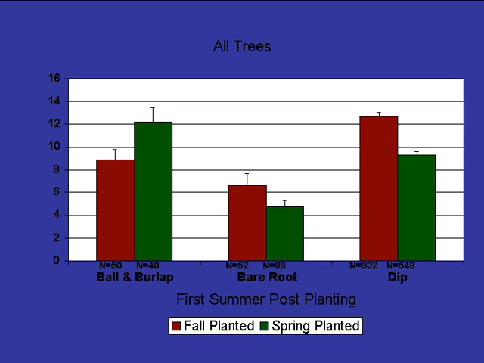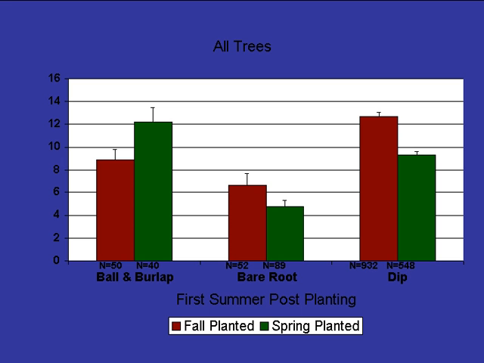There's a little graph showing some of the work we've done, comparing the growth of balled and burlap trees, bare root trees that had not been dipped in hydrogel, and on the right-hand side, bare root trees that had been dipped. And the red column is fall planted, and the green column is spring planted. So you can see we're looking at the amount of growth in centimeters that first year, and balled and burlap getting anywhere from 9 to 12 centimeters of new growth, and spring tends to be better.